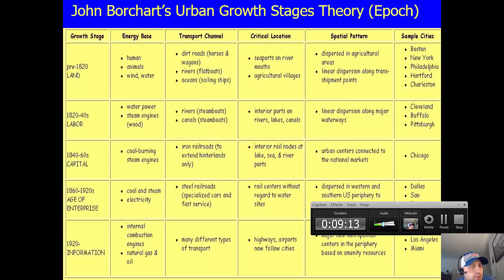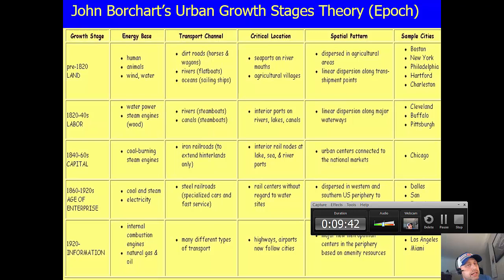So we start to move our power sources now, right, to water and steam. We improve transportation to now not only include rivers but canals, and thanks to steamboats, right, rivers are more navigable. That means our new cities during this era tend to be located on interior waterways, interior rivers, lakes, and canals that are now accessible. So you start to see Cleveland, you start to see Buffalo and Pittsburgh along the Great Lakes.